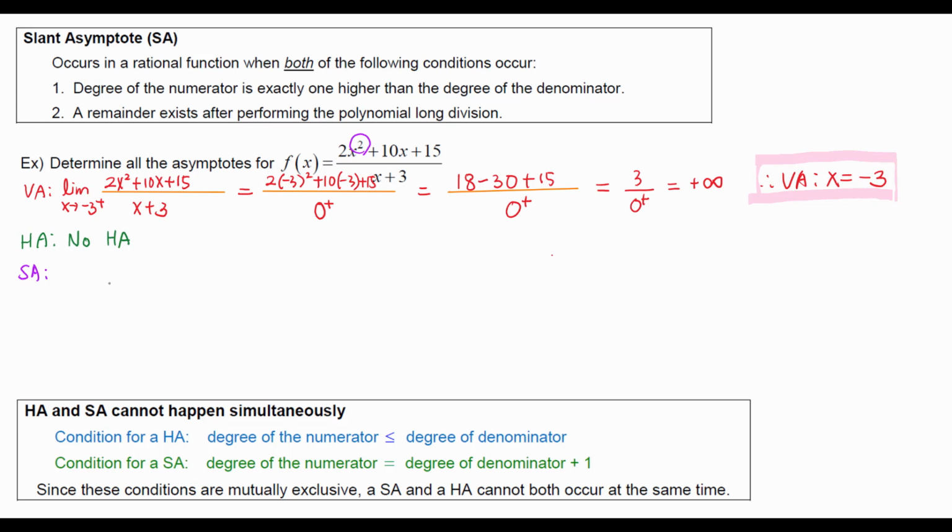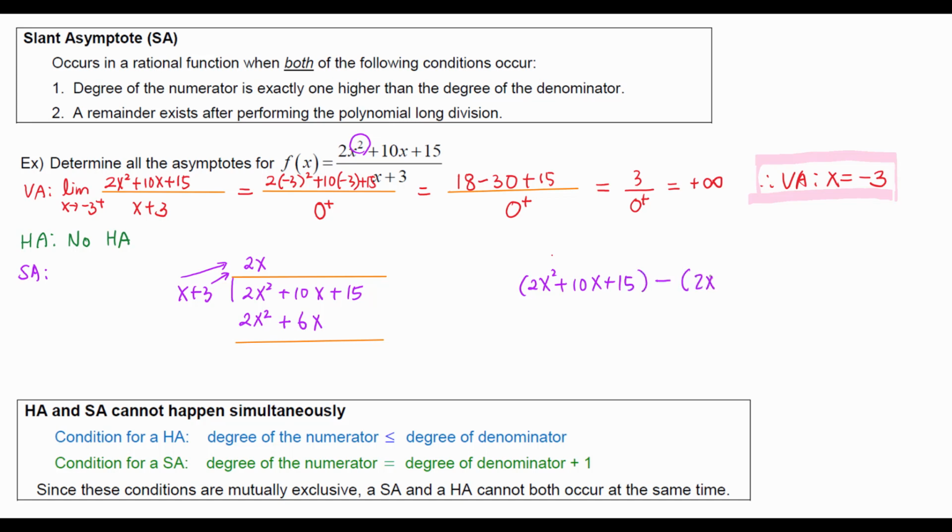I'm going to divide 2x squared plus 10x plus 15 by x plus 3. X goes to 2x squared, 2x times. Multiply: x times 2x gives you 2x squared. 3 times 2x is positive 6x. Now you are going to subtract, top polynomial minus the bottom polynomial. And you recall when you subtract polynomials, 2x squared plus 10x plus 15, subtract the bottom polynomial.